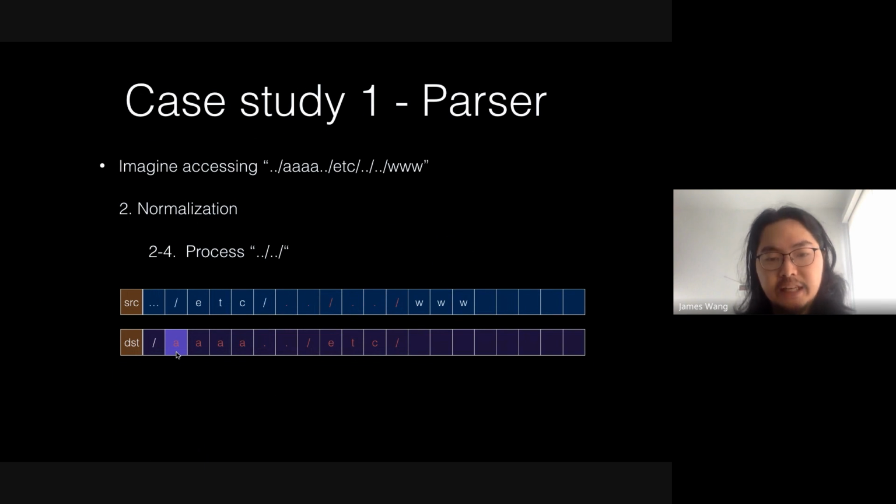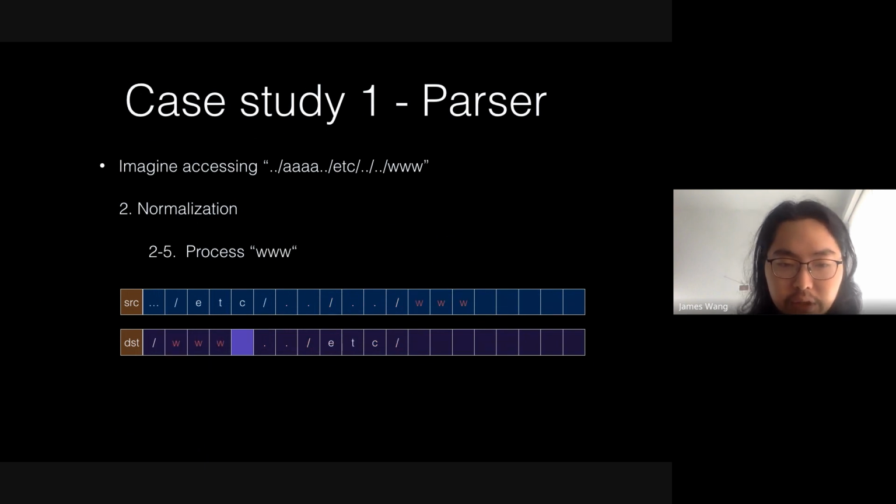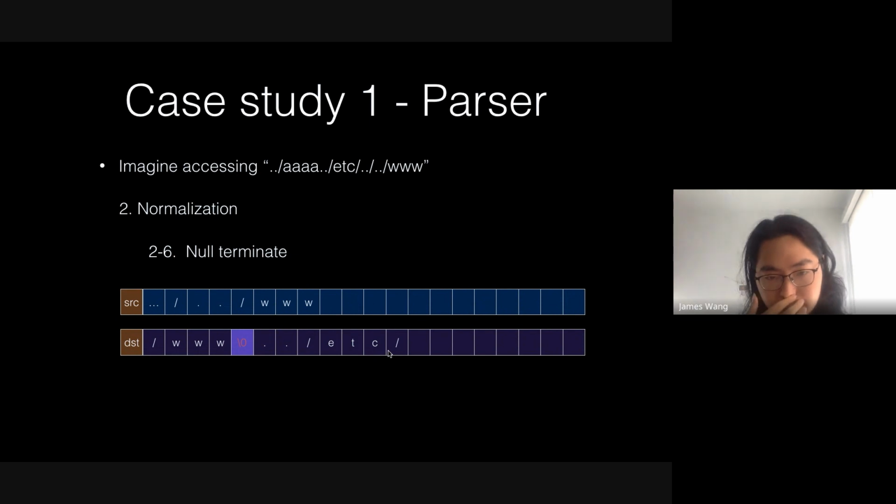And then after that comes the triple W part, which also looks like a normal path. So we just copy the triple W here and we move our cursor here. And at the end, we null terminate our buffer because we finished parsing and normalizing the path. So we null terminate the buffer here, okay, which leaves us with this in the destination buffer.